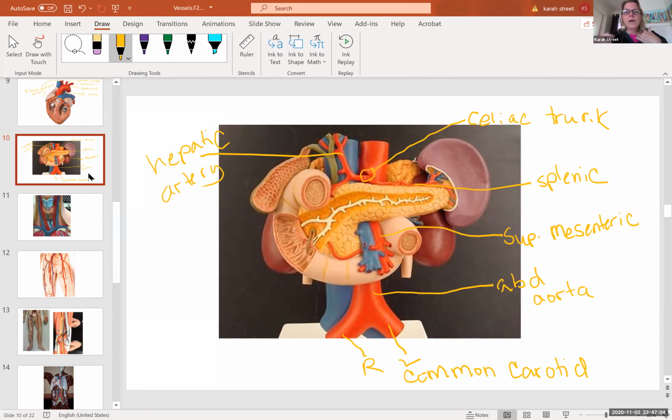And this model had a stomach that can also be hooked on to the model. The stomach part has been taken off, and we're not seeing the gastric artery, but the gastric artery would be going up like this to get to the stomach. But again, on this model, we're not seeing the gastric artery.